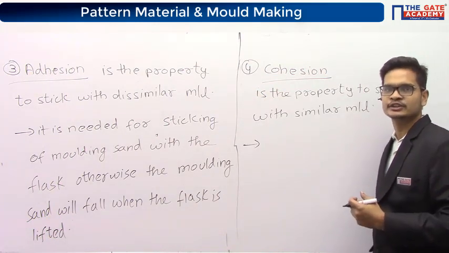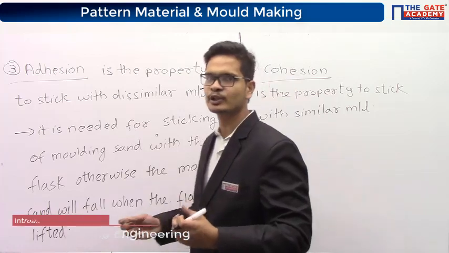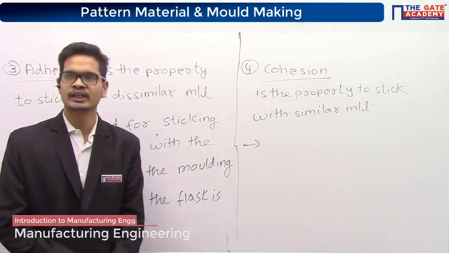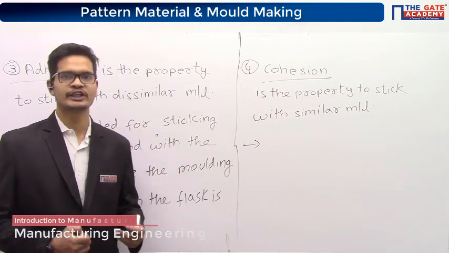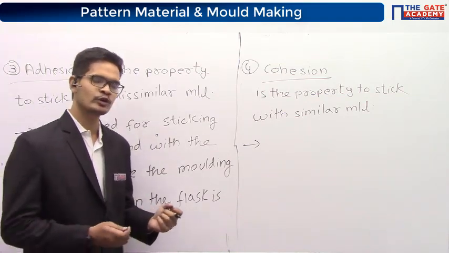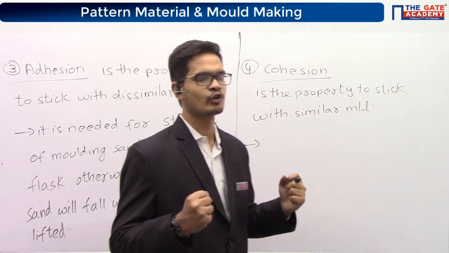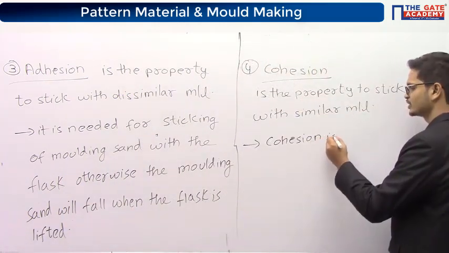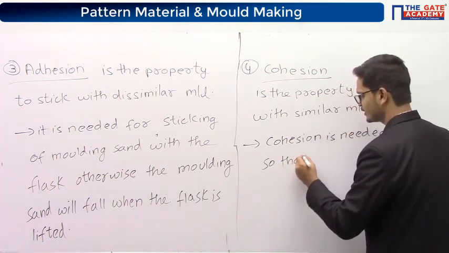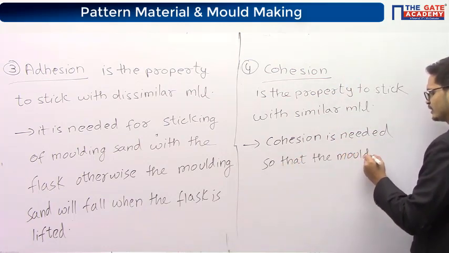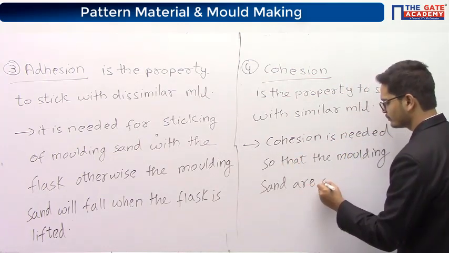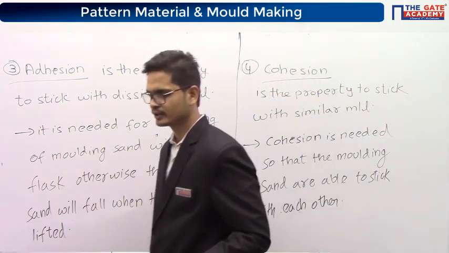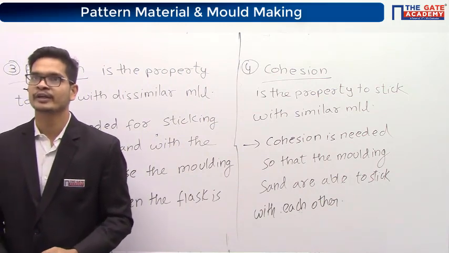Cohesion is needed so that the molding sand particles are able to stick with each other. If the cohesion property is not good, the molding sand particles will not be able to stick with each other. Okay?